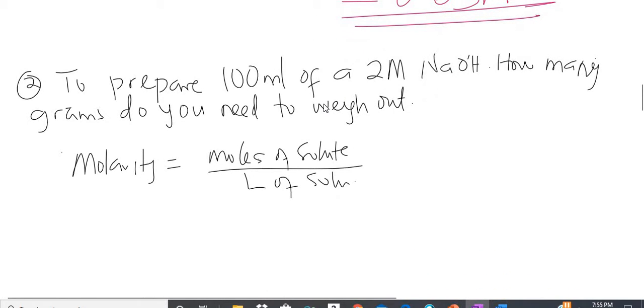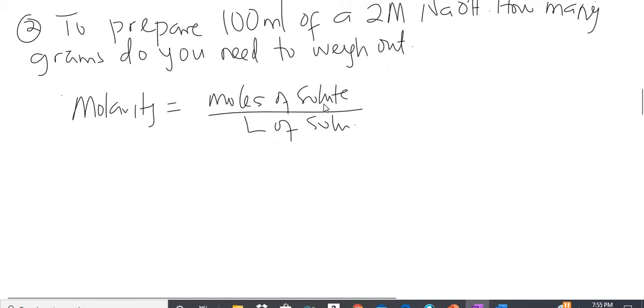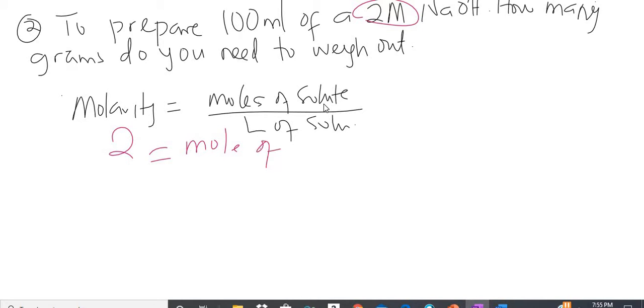Alright, another problem says to prepare 100 ml of 2 molar sodium hydroxide, how many grams do you need to weigh out? So as usual, we know that molarity is the moles of solute per liter of solution. So what does this 2 molar mean? It means that we have 2 equals moles of our sodium hydroxide over liter of solution.